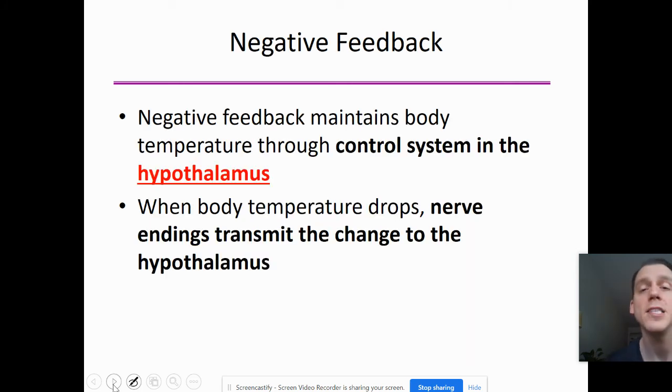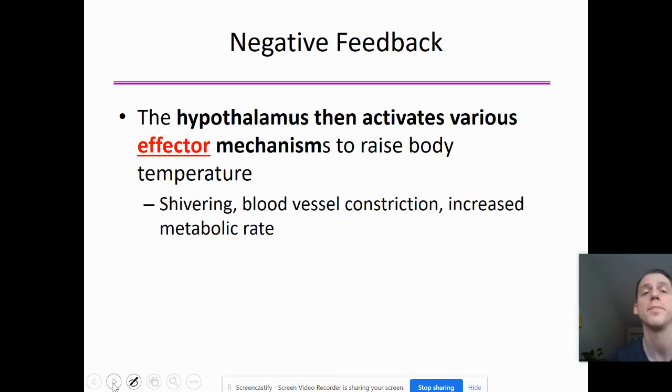Negative feedback maintains body temperature through the hypothalamus. The hypothalamus is typically in charge of body temperature. So when the body temperature drops, nerve endings are going to transmit the change to the hypothalamus, which is then going to cause some other mechanisms. It might cause your body to start shivering. It might cause blood vessel constriction, an increase in your metabolic rate, all of these things to help raise your body temperature back up. That's negative feedback.